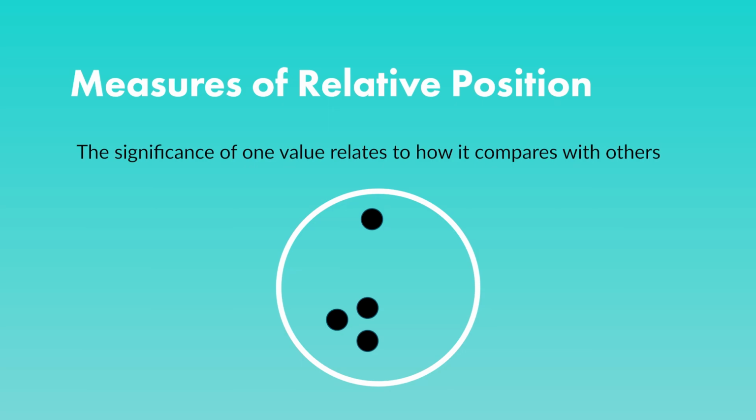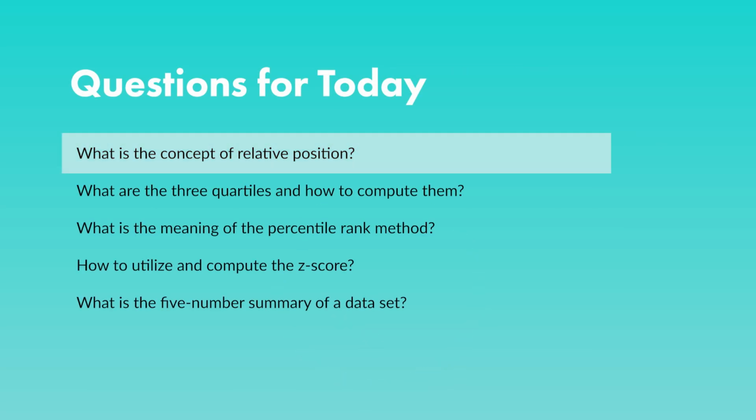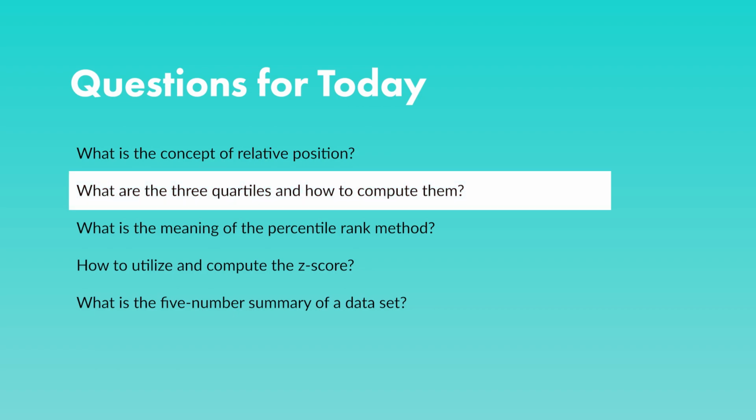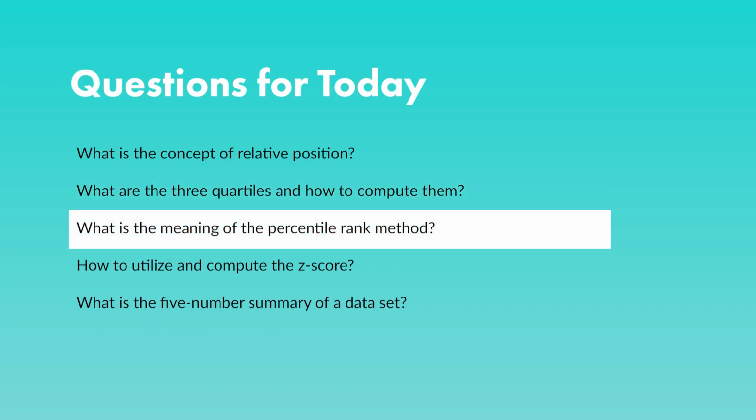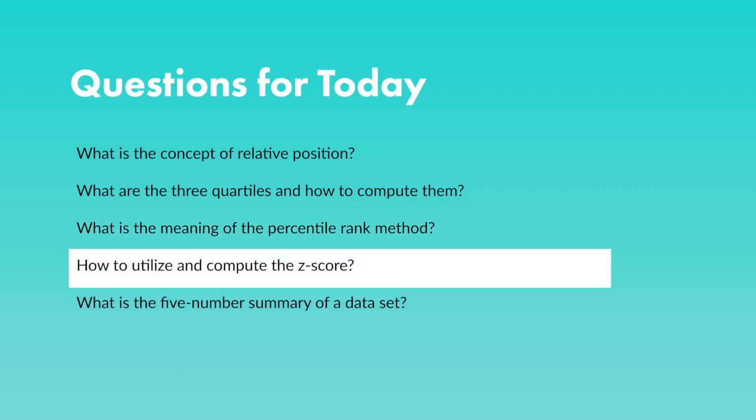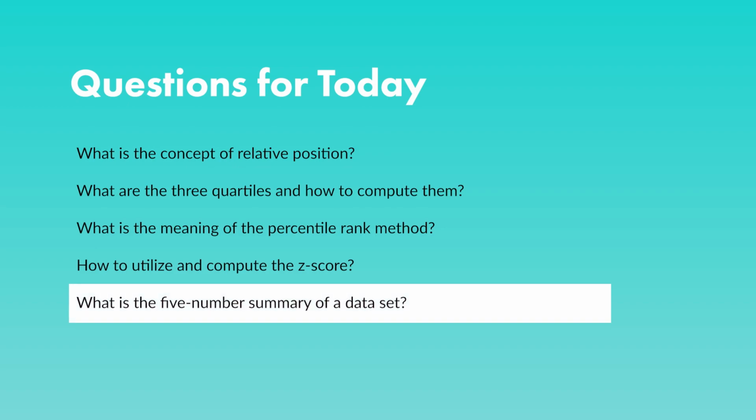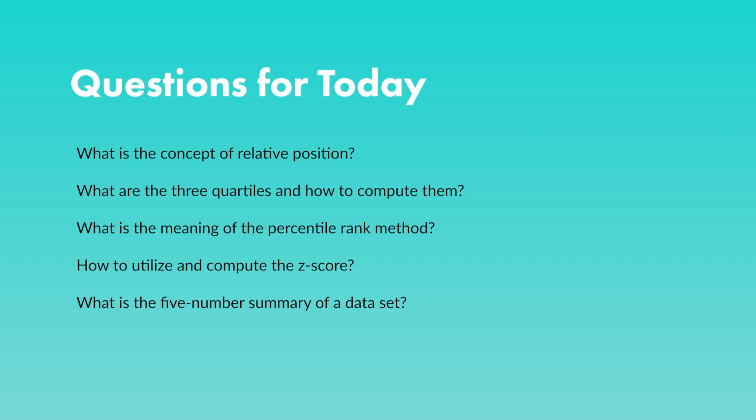In this video, we will try to answer several questions, such as what is this whole idea of relative position? Let's see this in detail. What are the three quartiles? Why do I say quartile 4 and 3? What does this mean? What is the meaning of the percentile rank method? How to utilize the z-score? And what are the five big numbers in the 5-number summary? And finally, we will see the box plot, which is my favorite measure of relative position, because it's very descriptive and very expressive. And if you're curious about how I'm going to answer all of these questions, stick around until the end of the video.